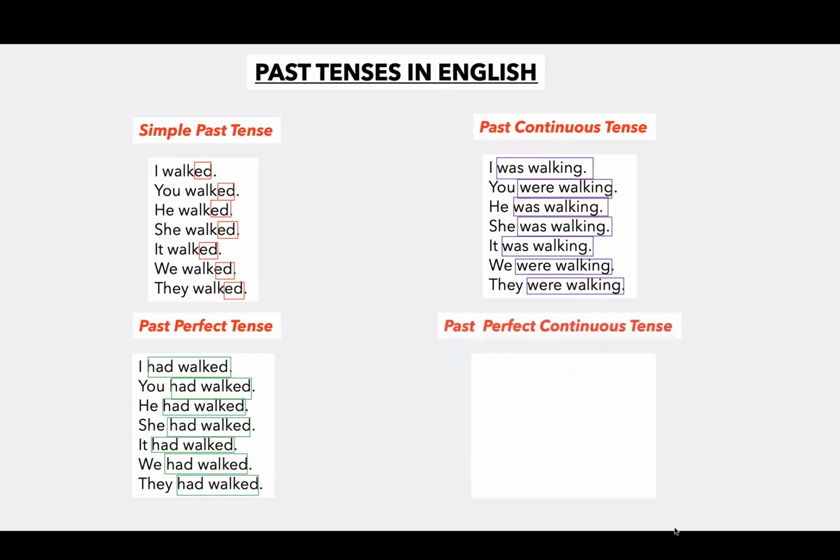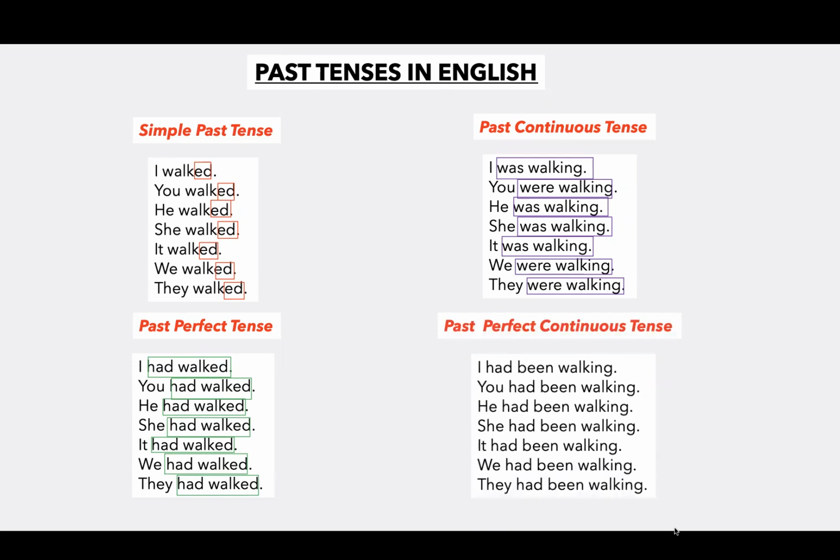In past perfect continuous tense, we say had been verb ing. Again, the name includes past. Past perfect continuous. So we have had, and then been, and then the verb in the present form and ing. So please be careful. So the structure is, I had been walking. Again, with all subjects, we use had. You had been walking. He had been walking. She had been walking. It had been walking.